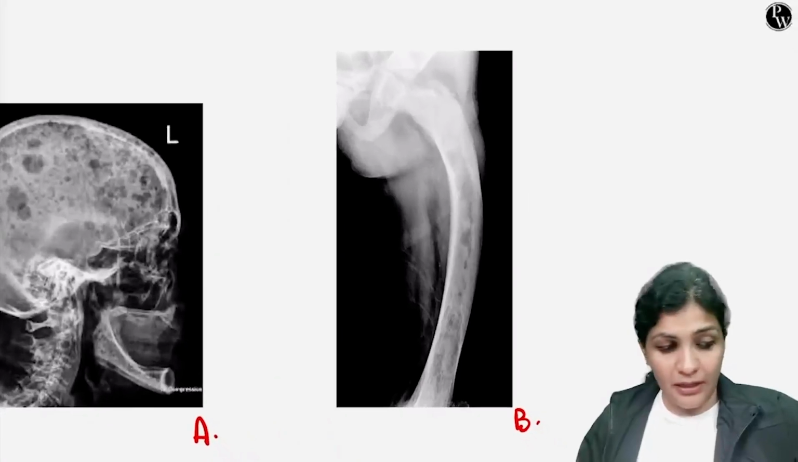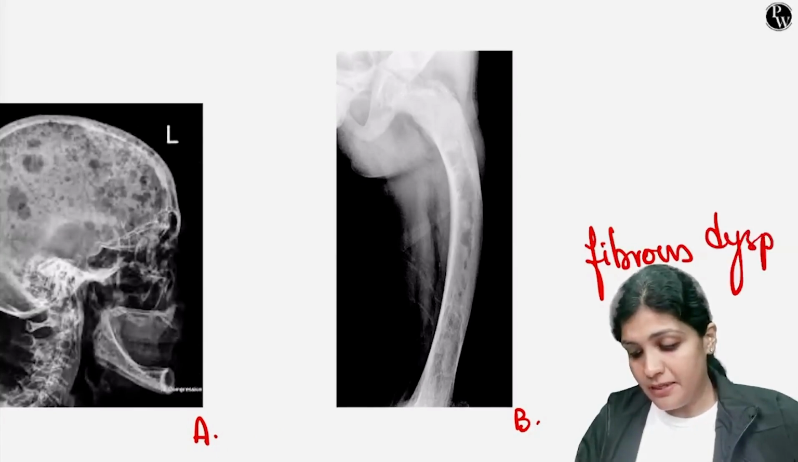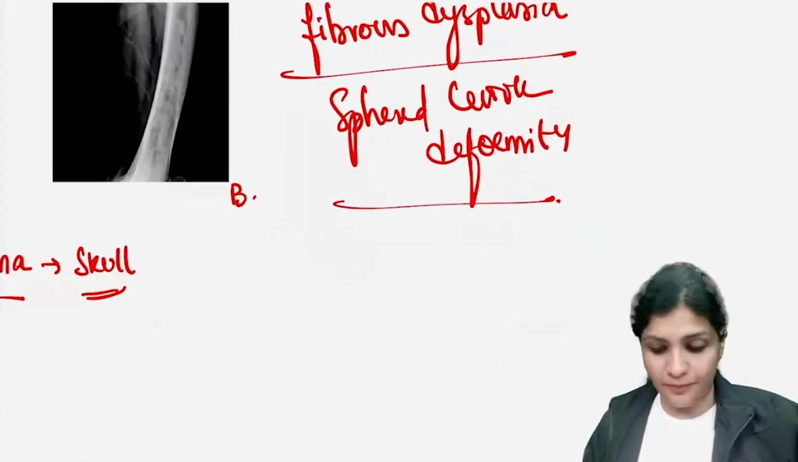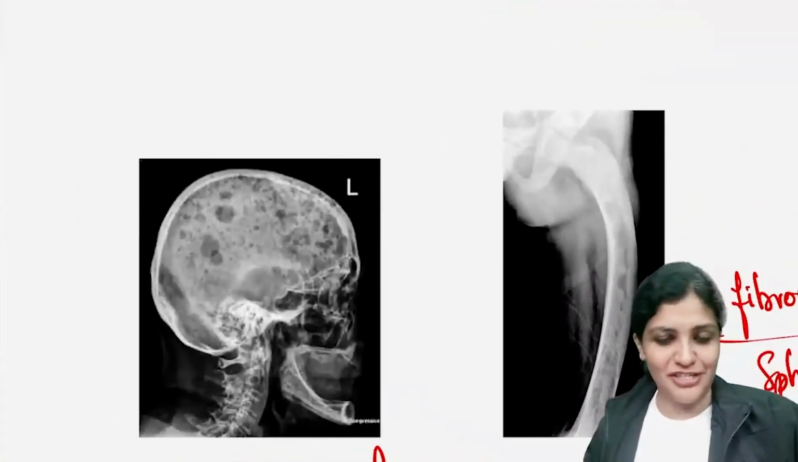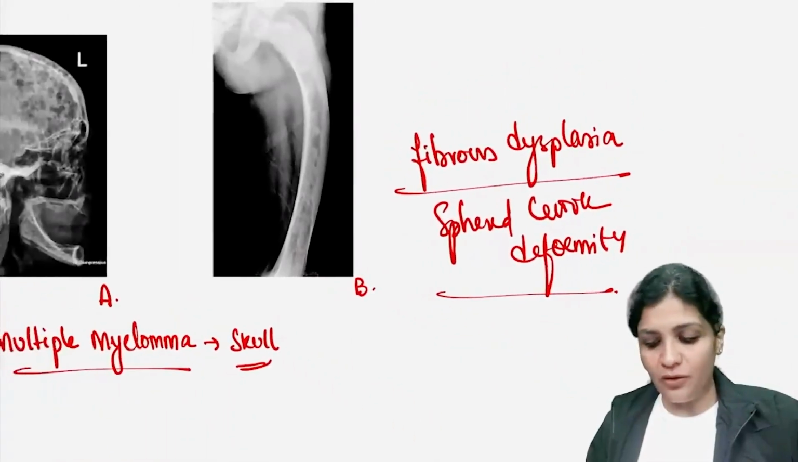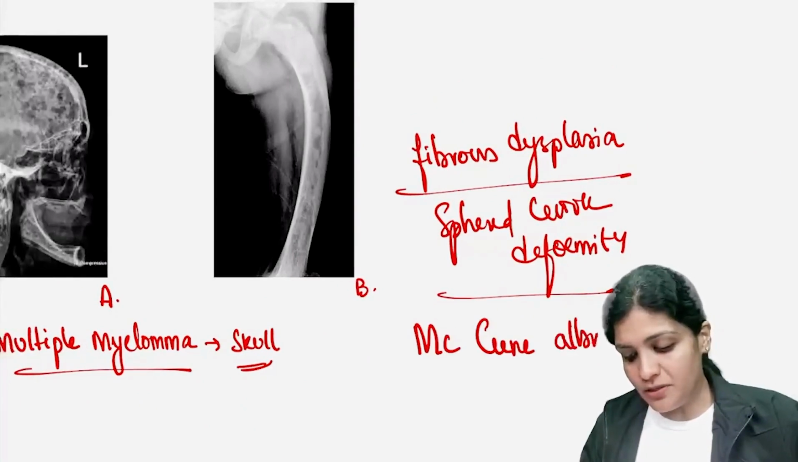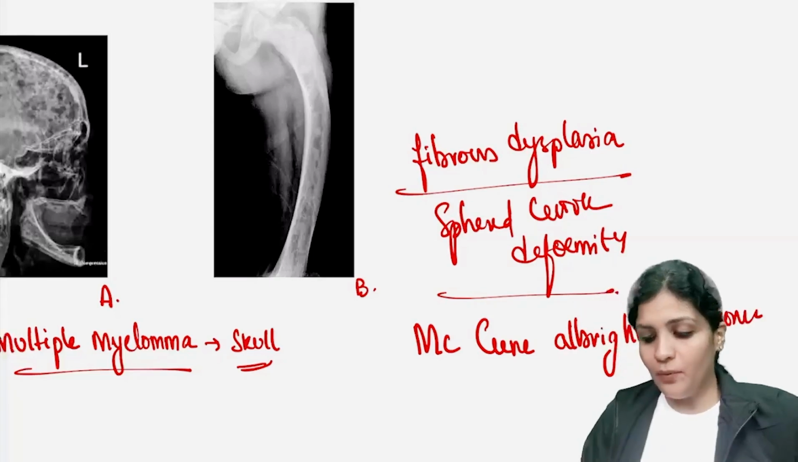And what is this? Very, very important. Yes, fibrous dysplasia. That is your Shepherd's crook deformity. Shepherd's crook deformity, fibrous dysplasia. What is the one syndrome which is seen? This is not Langerhans histiocytosis. This is multiple myeloma, punched out lesions. So Shepherd's crook deformity is McCune-Albright syndrome. This was also asked in NEET PG. What is McCune-Albright syndrome? Quick.